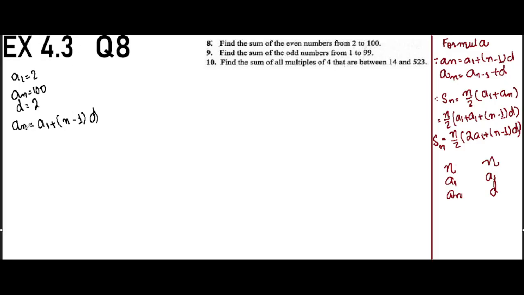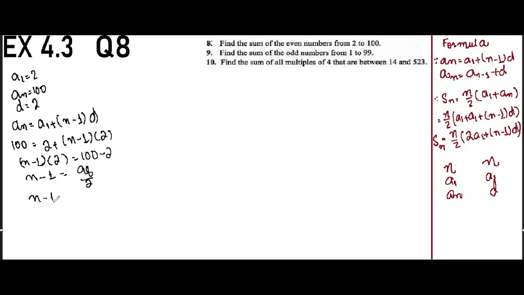So let's do it. An is 100 is equals to a1 is 2 plus n minus 1 into d is 2. Now n minus 1 into 2 is equals to 100 minus 2. N minus 1 is equals to 98 by 2. N minus 1 is equals to 49, so n is equals to 49 plus 1, n is equals to 50.